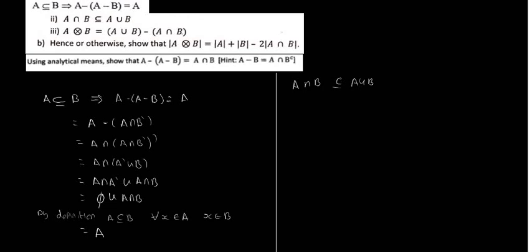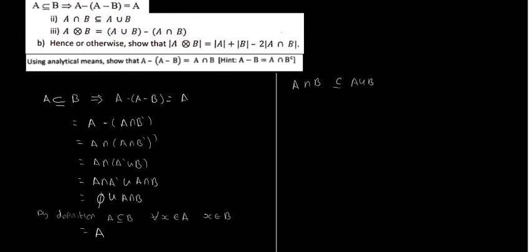Okay, so we're then going to look at this one: A intersection B being a subset of A union B. We're going to have to prove this statement. So how do we prove this? There are multiple methods we can use. We can use logical deduction, we can use analytical methods, or we can use a truth table. But now I'm going to show you how to use logic.